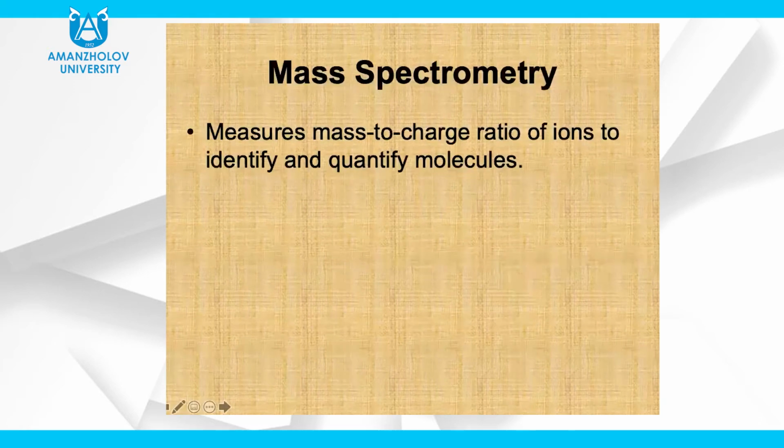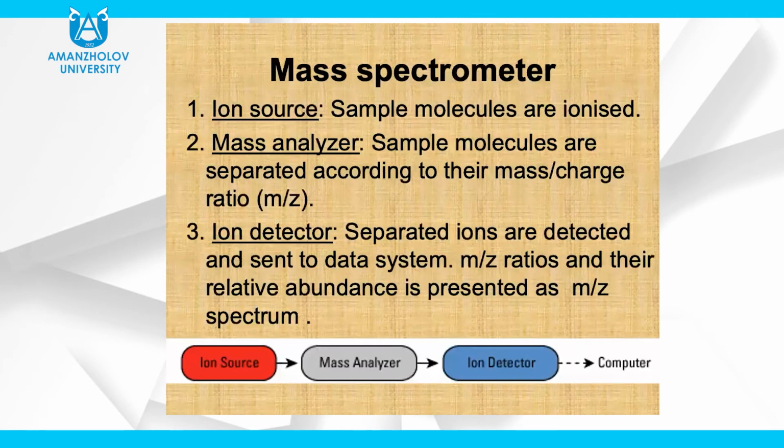So mass spectrometry is a technique that measures the mass to charge ratio of ions to identify and quantify molecules. Mass spectrometers can be divided by the ion source, which is how sample molecules are ionized.